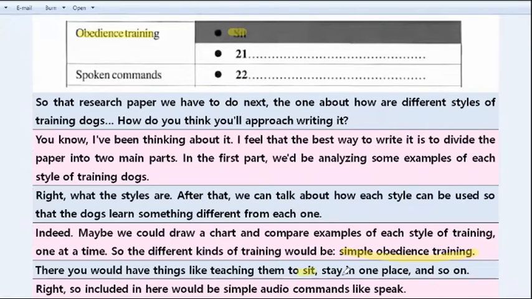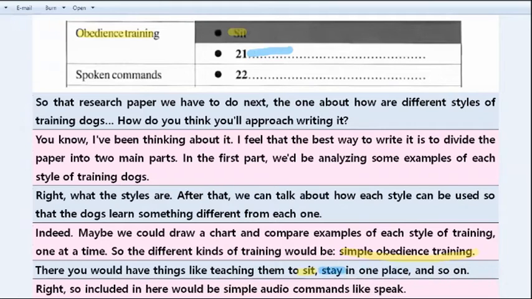stay. Now, remember that it's 3 or less, okay? So no more than 3 words. So stay in one place will not work as the answer. So you have to be a little bit careful there. Stay in one place, that's 4 words. That would not be correct. Stay is going to be the answer. So that's our answer for number 21.